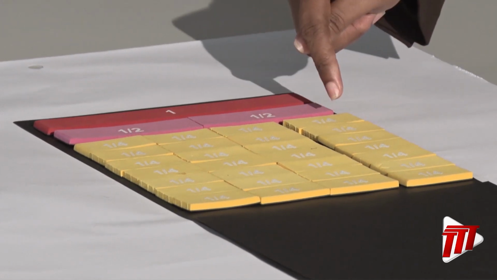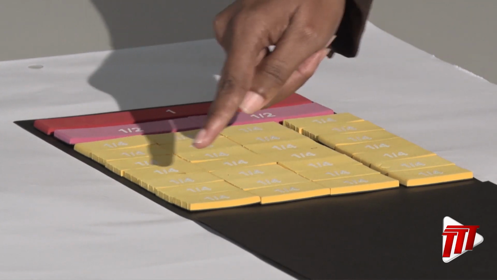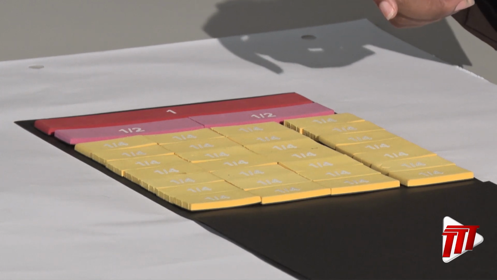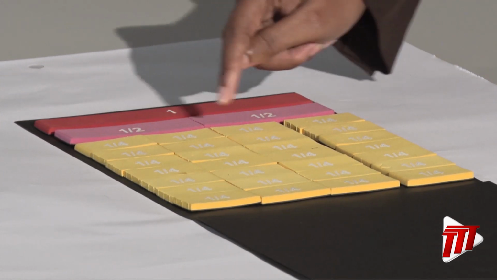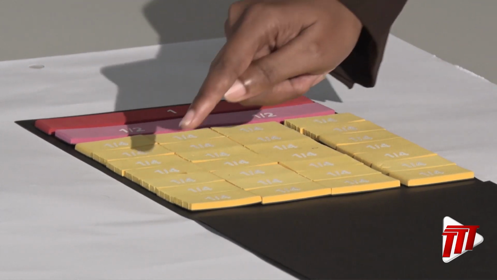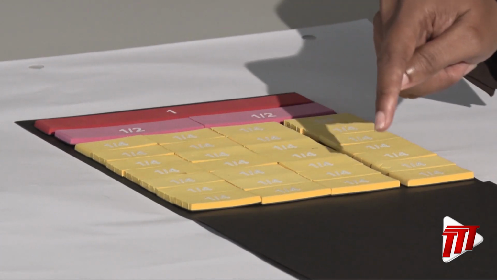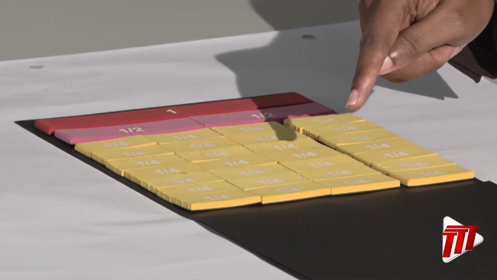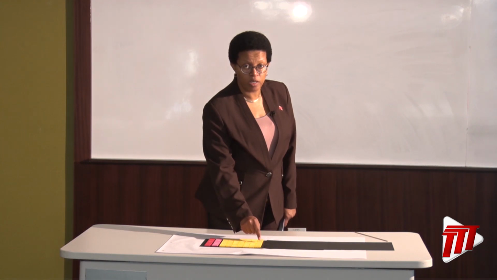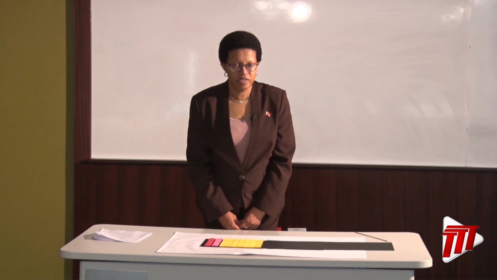3/4 of 7 wholes, we will be needing these. So 3/4, 3/4, 3/4, 3/4, 3/4, 3/4, 3/4. Let's see how many quarters we need in all. 1, 2, 3, 4, 5, 6, 7, 8, 9, 10, 11, 12, 13, 14, 15, 16, 17, 18, 19, 20, 21. 3/4 of 7 wholes gives us 21 quarters.